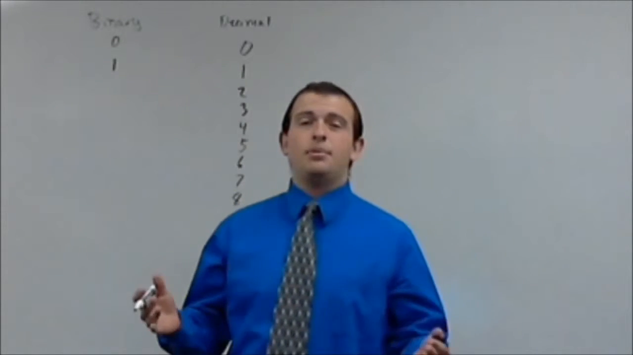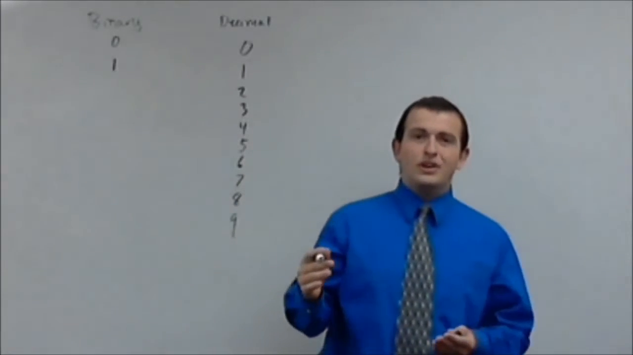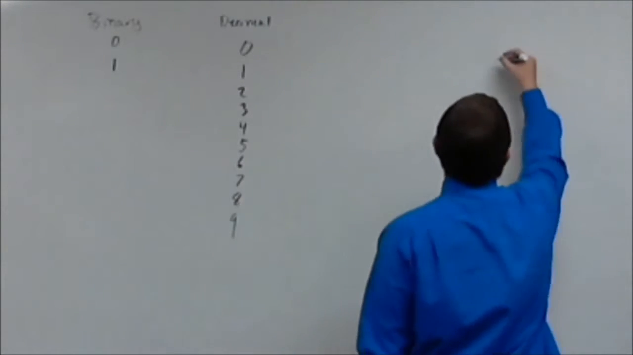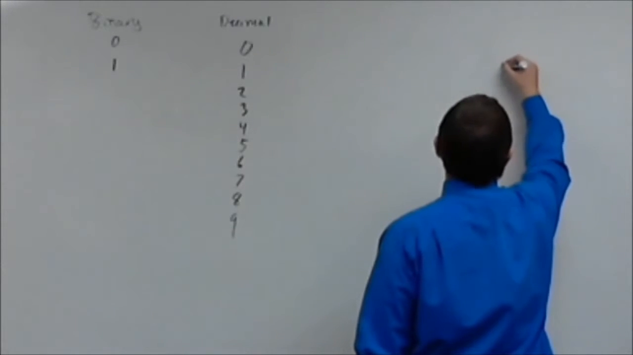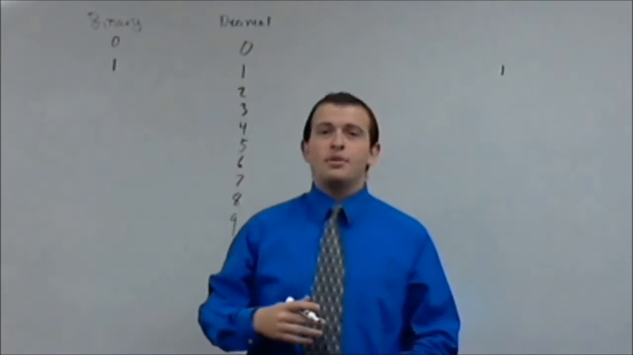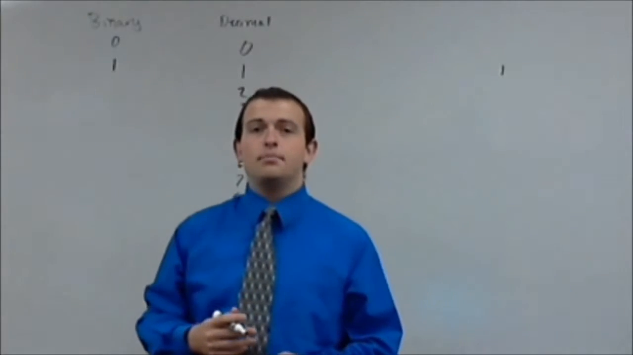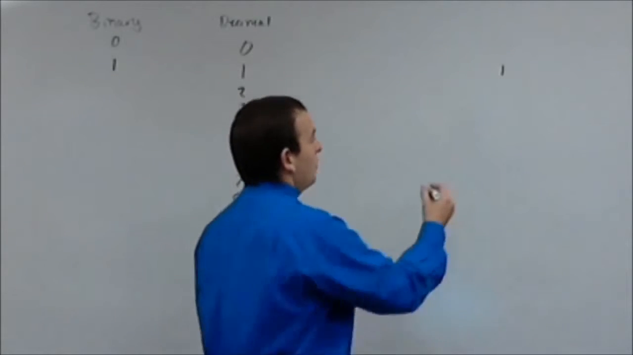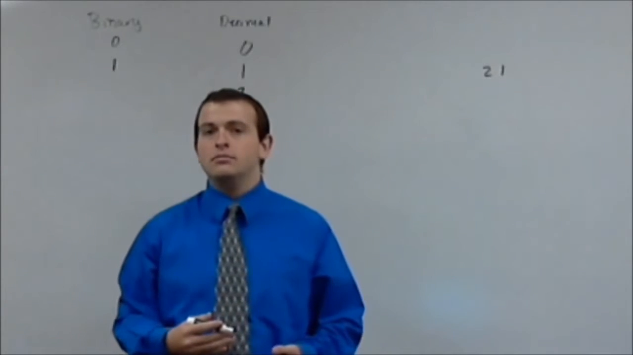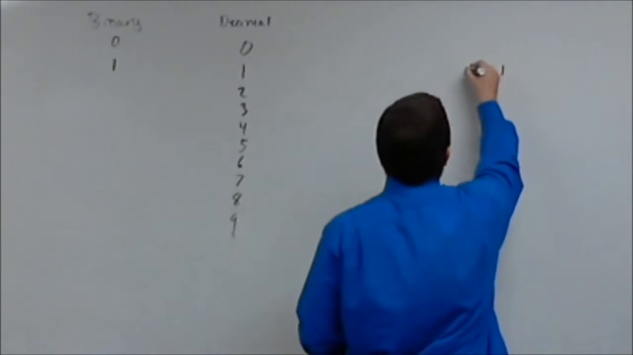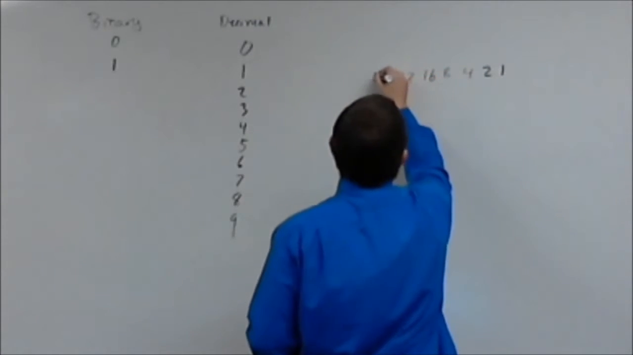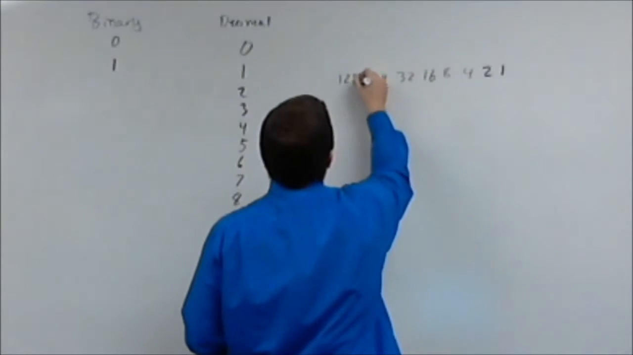Now, there's a really simple way to do it. What you do is you take and you create a table. You start from right to left. You start with a 1. That is your first bit. Now, every time you increase a bit, you are going to multiply it to a power of 2. So the next one is going to be 2. And then you multiply it again by 2. So you've got 4, 8, 16, 32, 64, and 128.